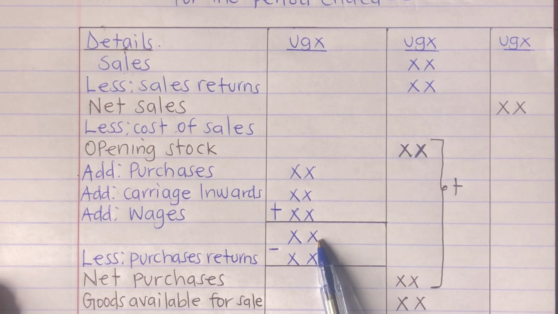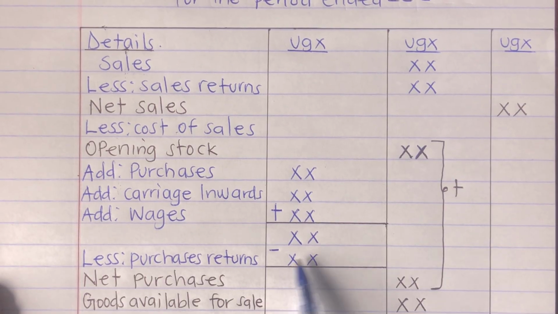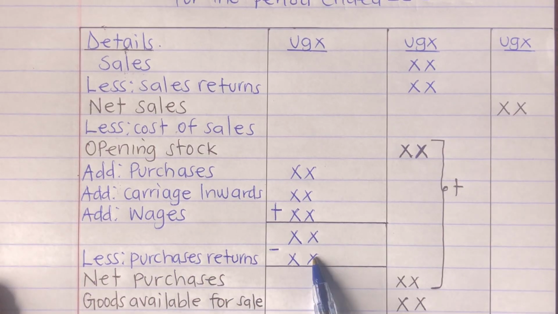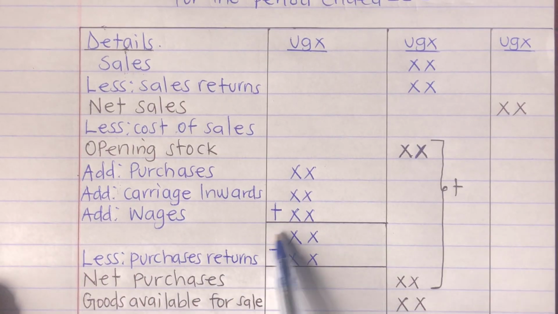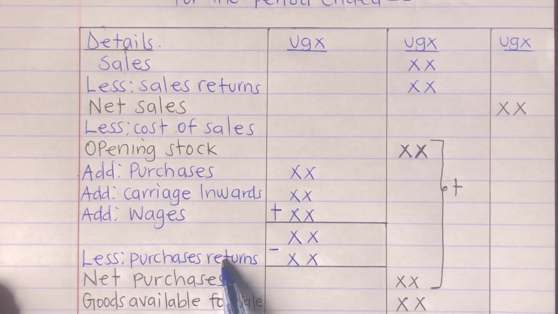Then we know that in some instances, you can place an order and goods are delivered to your premises, but you find out that what they have delivered is not what you ordered. Some of the products you ordered are not the ones that have been delivered. So you'll have to take back those goods to the premises you bought them from. So that's why we deduct from the total purchases. We say less purchase returns.